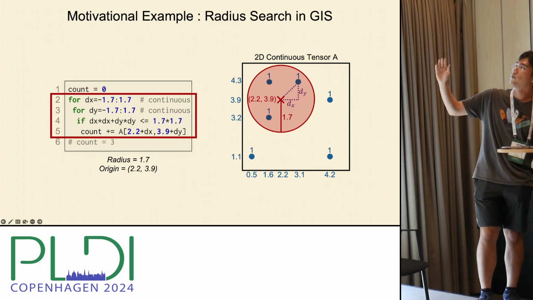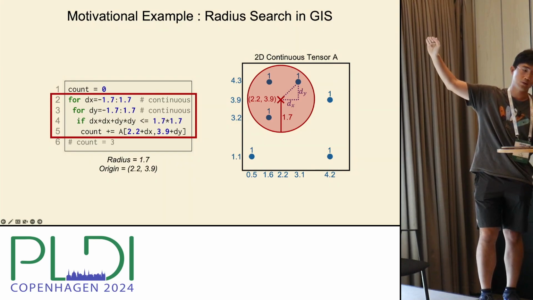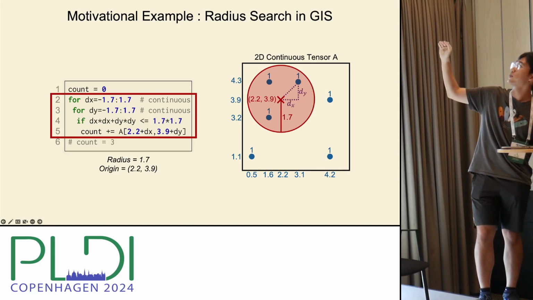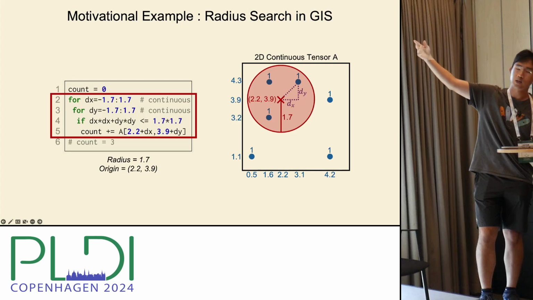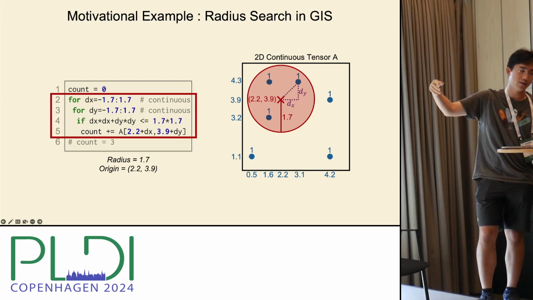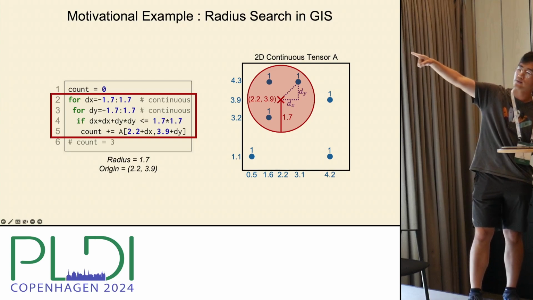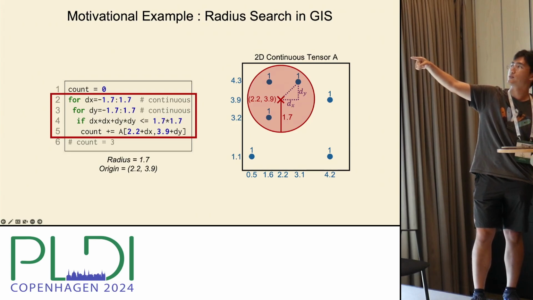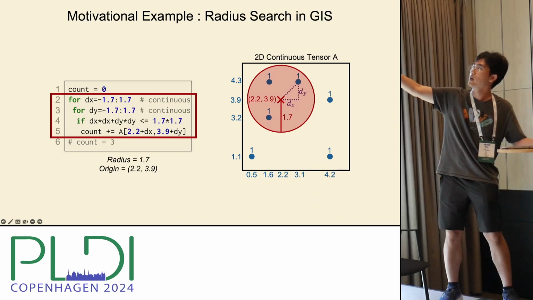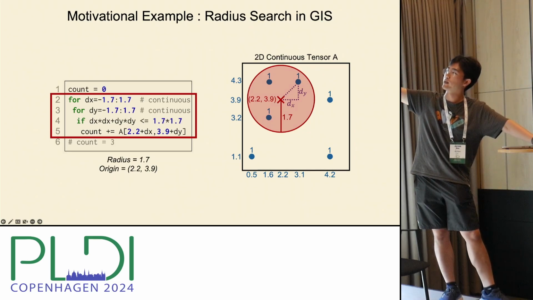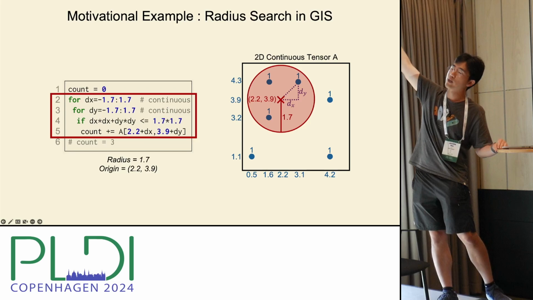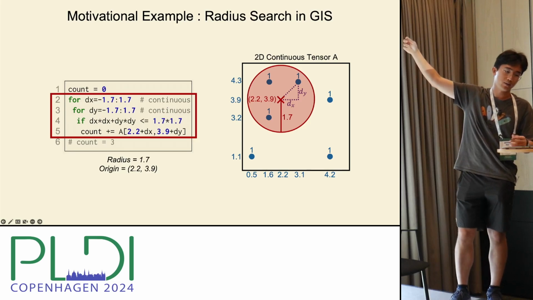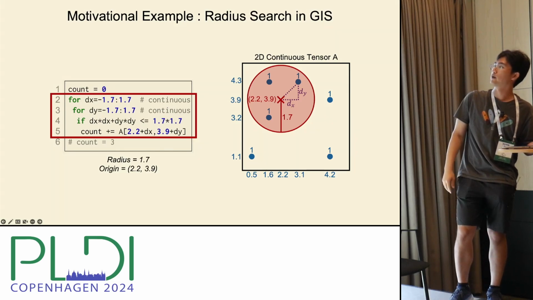Note that all the for loops in lines 2 and 3 are continuous. So in lines 2 to 4, you'll continuously iterate through the red circle with an extra distance check on line 4 to stay in the circle. After that, in line 5, you will access tensor A with 2.2 plus dx and 3.9 plus dy, where 2.2 and 3.9 is the origin of the circle. So this code will add up all the points within this red circle, and will end up with the count being 3.